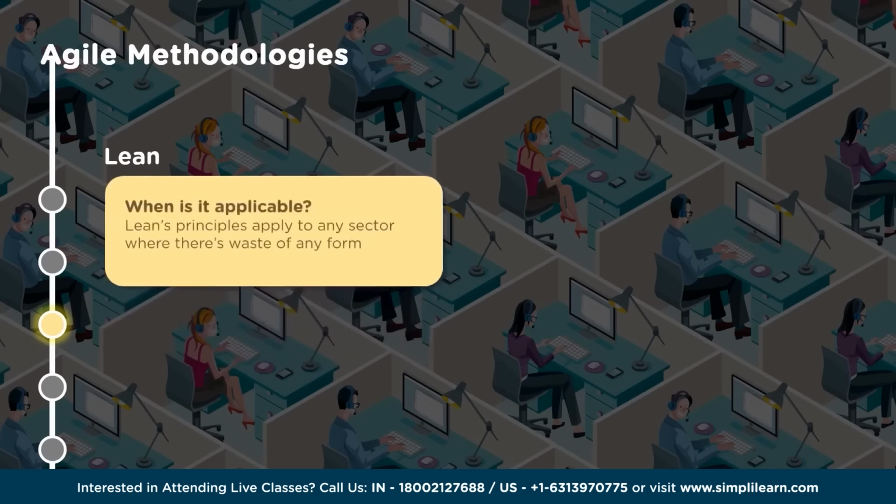So now, when is it applicable? Lean principles apply to any sector where there is waste of any form. So it can be applied easily. One is to know that, so that effort is put in with the objective to accomplish your ability to move faster and create a product which is more efficient. Only then can you achieve it. Effective results can happen only when there are lesser delays or lesser waste, non-valuing activities. That needs to be understood and eliminated.